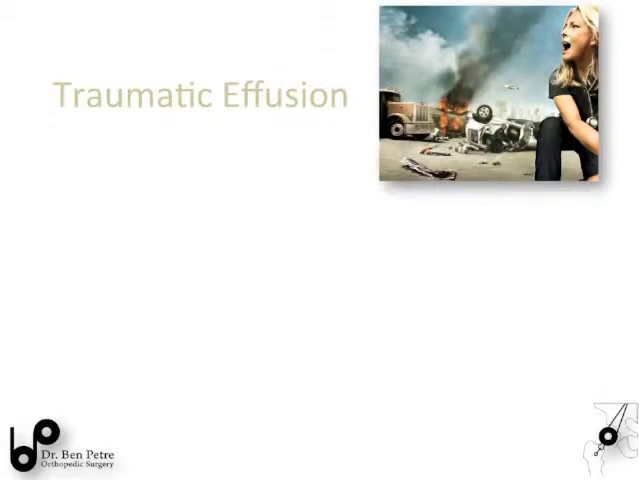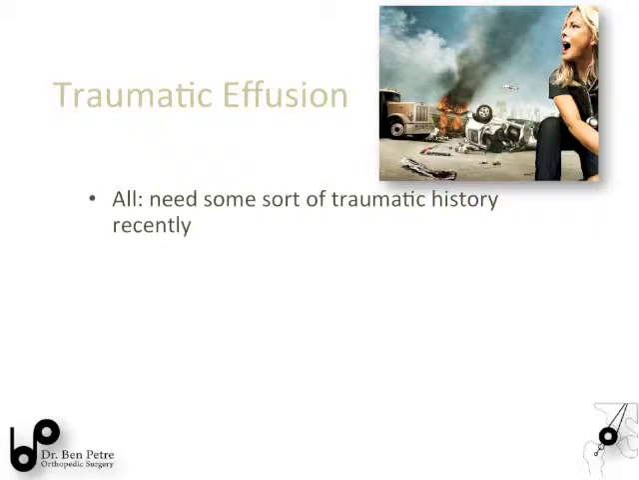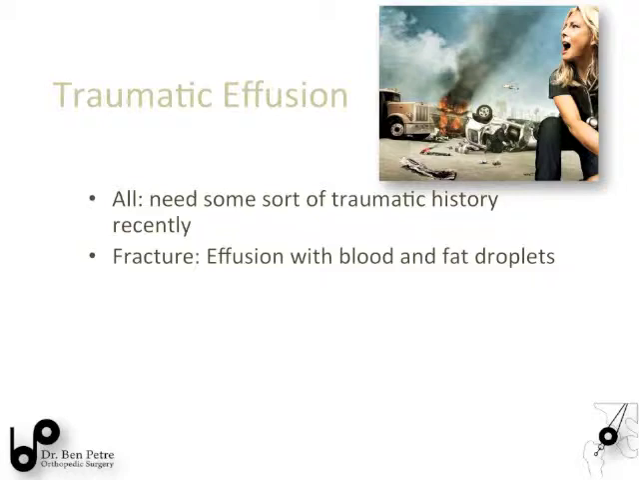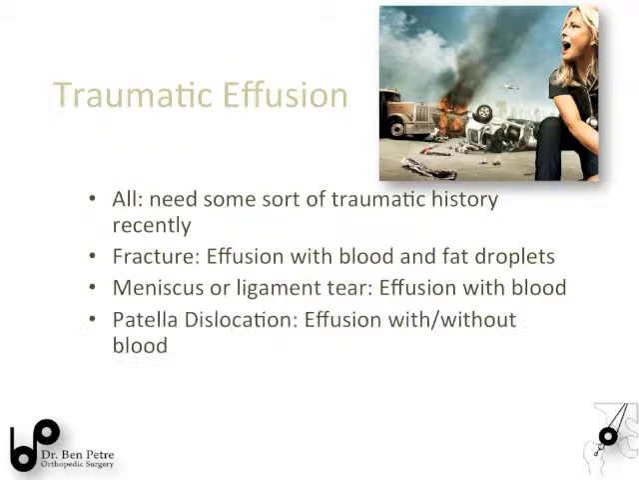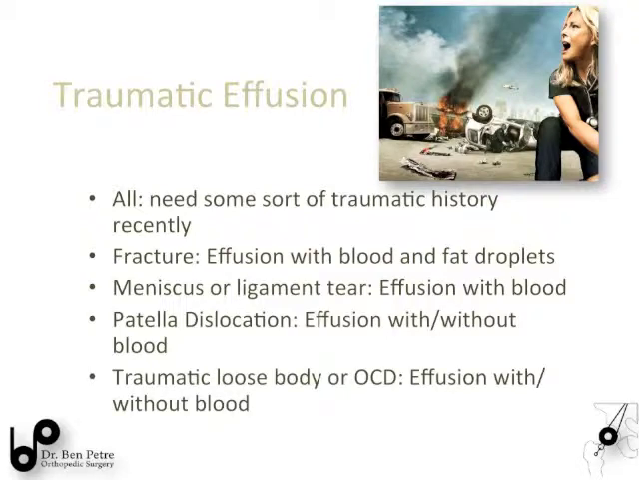Traumatic effusions are one of the most common types of effusions. They typically happen in someone active who has a recent traumatic history. Effusions from a fracture typically have blood and fat droplets, which may actually be separated out. Meniscal or ligament tear would be an effusion purely with blood without the fat droplets. Patella dislocation can be either, and an OCD or traumatic loose body can also be either, with or without blood.